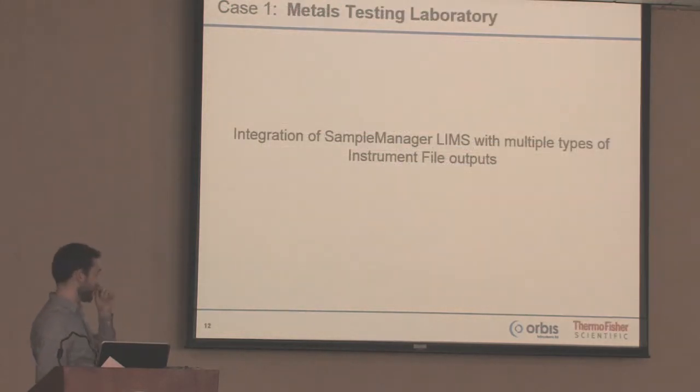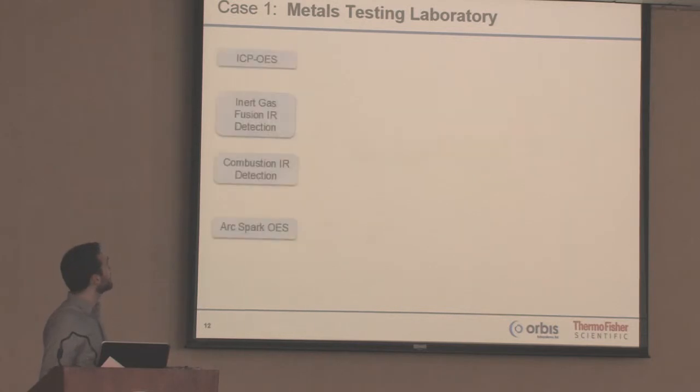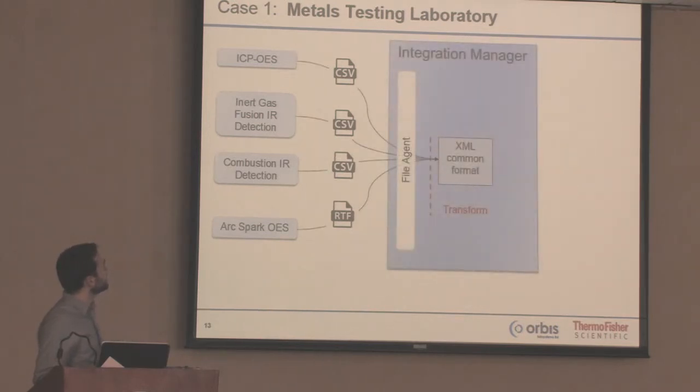Okay, so now just to get to a couple of cases from what we've done at Orbis. First is a metals testing laboratory. And this is a one-way instrument integration with SampleManager from a number of instrument file outputs. On the left-hand side here we have the instruments that were integrated, an ICP OES, a couple of IRs, an ArcSpark OES. And these produce their own unique file formats. So we have 3 CSVs and an RTF.